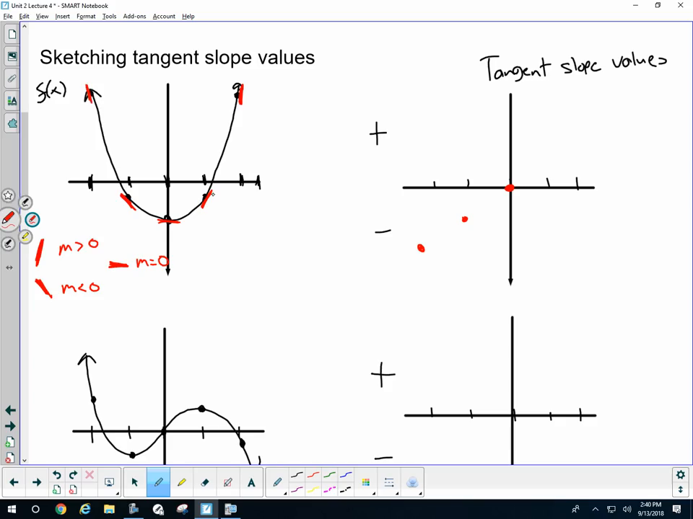And then if I look at 1, I have a positive slope. And then at 2, I have a more positive slope. So I have a positive and then a more positive. Okay, this is interesting. You look at this, you immediately say, hey, they're like on a line.